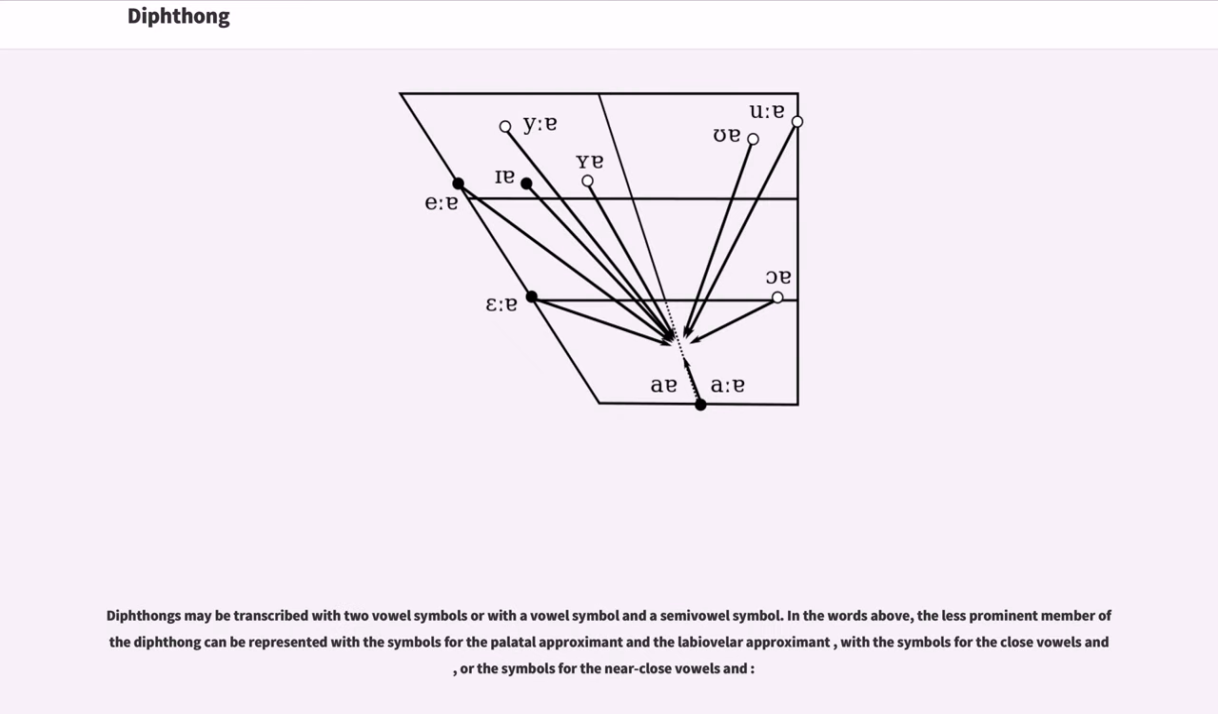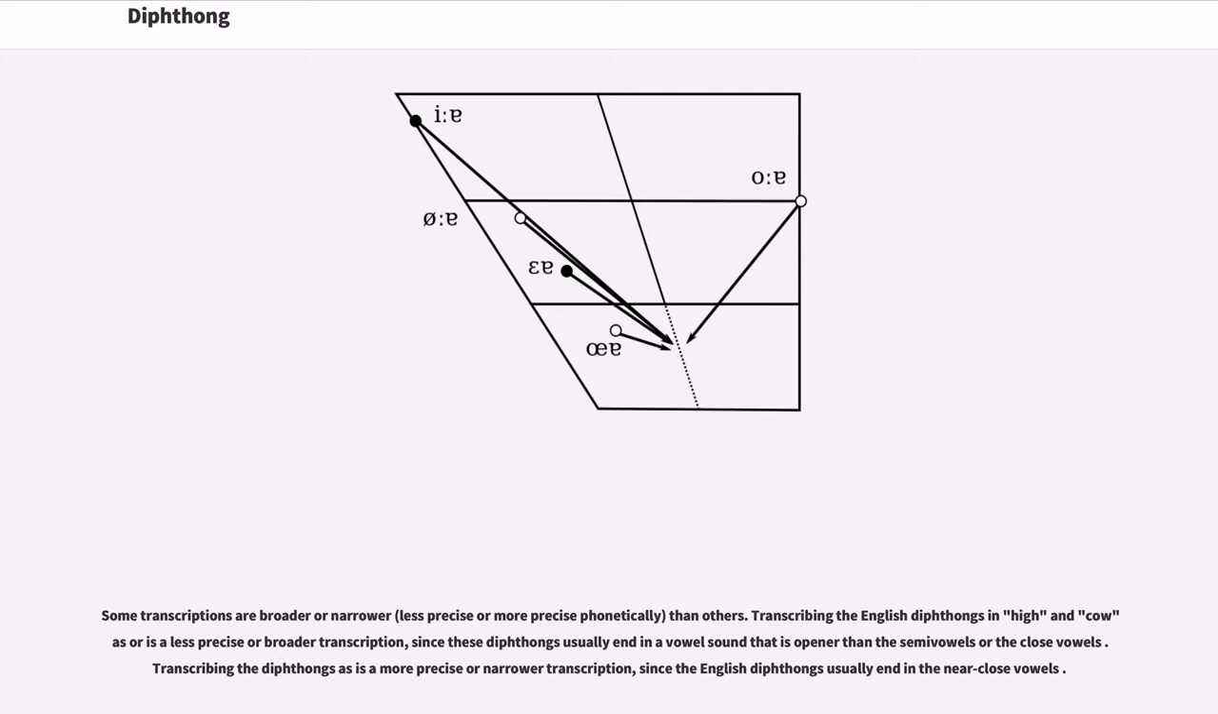Diphthongs may be transcribed with two vowel symbols or with a vowel symbol and a semi-vowel symbol. In the words above, the less prominent member of the diphthong can be represented with the symbols for the palatal approximant and the labiovelar approximant, with the symbols for the close vowels, or the symbols for the near-close vowels. Some transcriptions are broader or narrower than others.